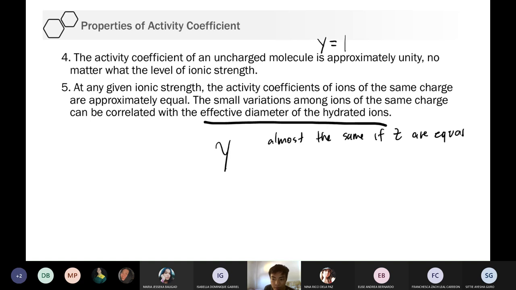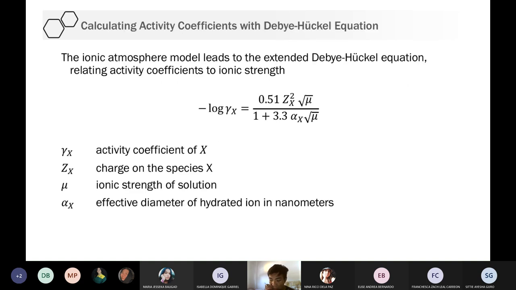So, paano ba sinosolve ng mga scientists yung gamma? How do we solve for the activity coefficient? We use the Debye-Hückel equation. Okay, diba? Magandang good morning talaga sa atin, no? To solve for gamma, that is negative log of gamma equals 0.51 z squared square root of mu over 1 plus 3.3 alpha square root of mu. Diba? Good morning daw, sabi ng equation.